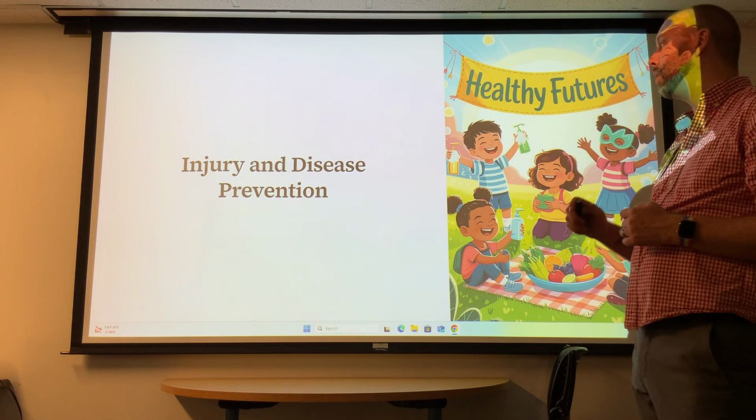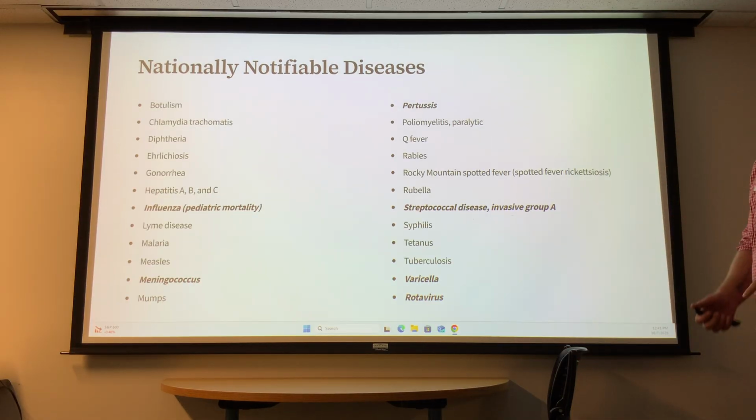Okay. Injury disease prevention. This is not a complete list, but this is a nationally notifiable disease list of common ones that we will see. Okay? The ones that are bolded and italicized are the ones we're going to focus on. Okay? So you don't need to know all of these. So in that near pod, there were a number of communicable diseases in there, right? Review those, just kind of get an idea of what you're looking at.